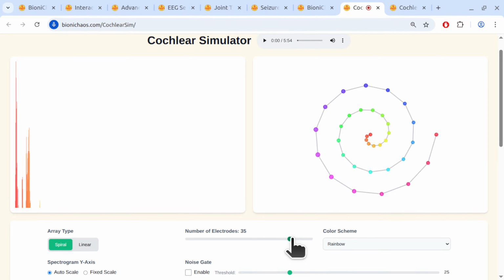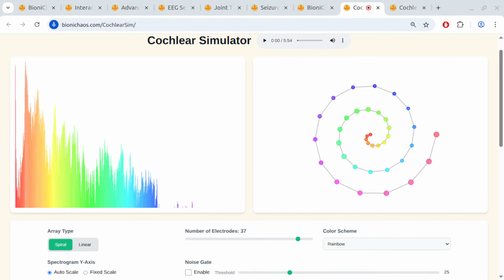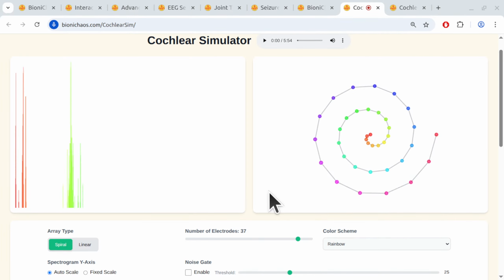Imagine the cochlear simulator as a way to see and understand how a cochlear implant works. The spectrogram on the left is like a picture of sound, showing the different pitches and how loud they are. The spiral on the right represents your inner ear, and the electrodes are like tiny messengers that carry sound signals to your brain. You can change how many of these messengers there are and how they are arranged to see how that affects how someone hears sound. The noise gate helps block out extra noise so you can focus on the important sounds. It's like a virtual lab to explore how cochlear implants work.